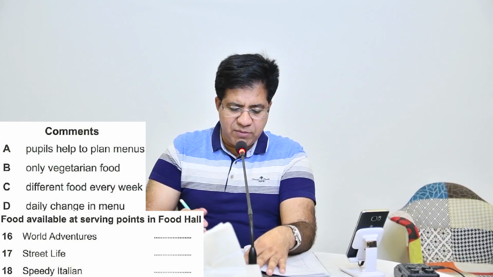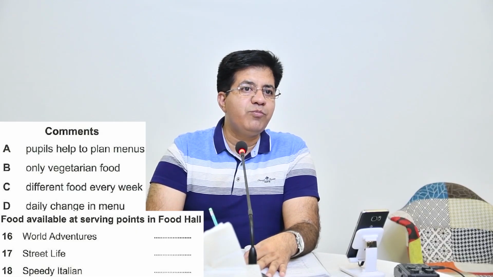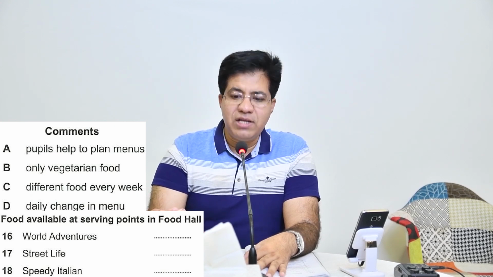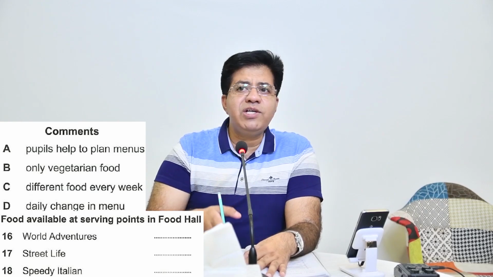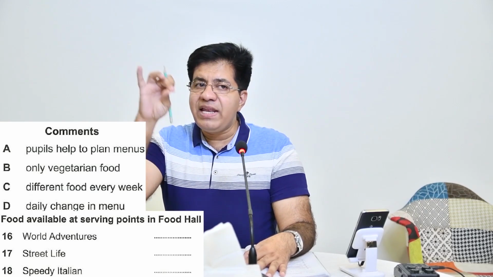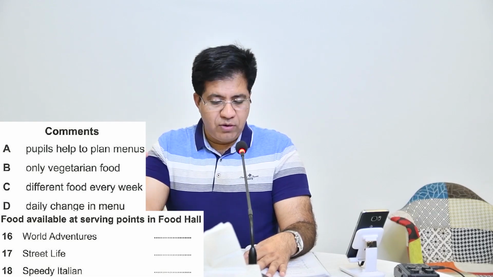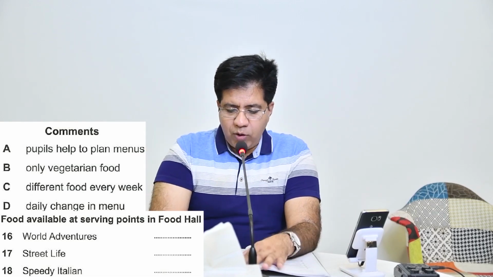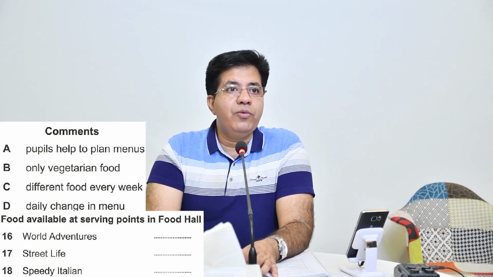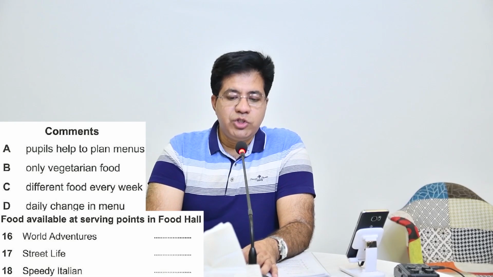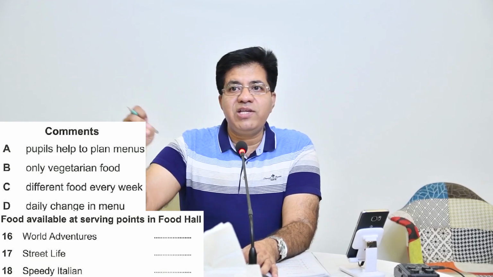Now, for example, question number 16, World Adventures. It's the name of the serving point. We don't have any information here. 17, Street Life. Do you get any information? These are just the names. So remember, wherever they give the names, don't read them. You just read the comments. Now, option A, comments. Pupils help to plan menu. Pupil means students will help to plan the menu. What does that mean? Students will suggest the menu.